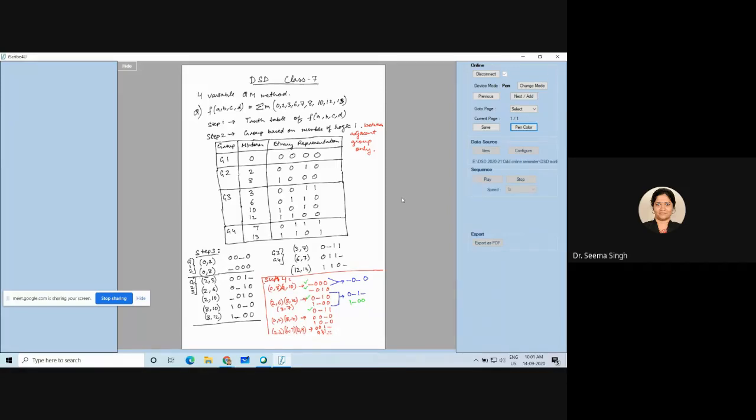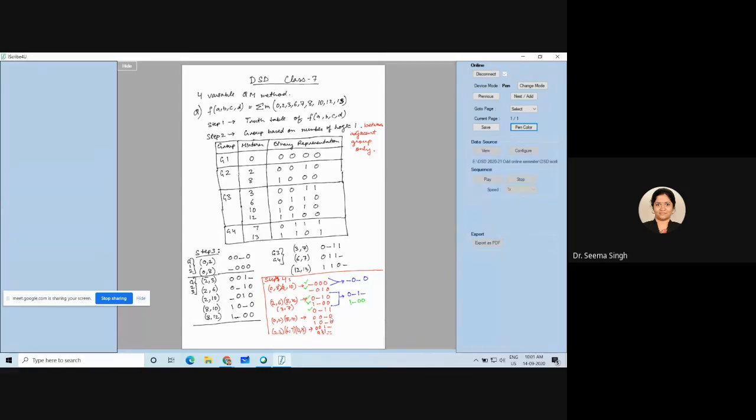Why do we do this ticking? So that you don't forget: you copy it and then you tick it. Okay, so all the first 5 are ticked and I have got something for that. Now let us come down.